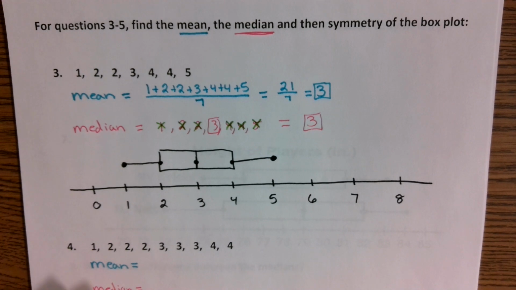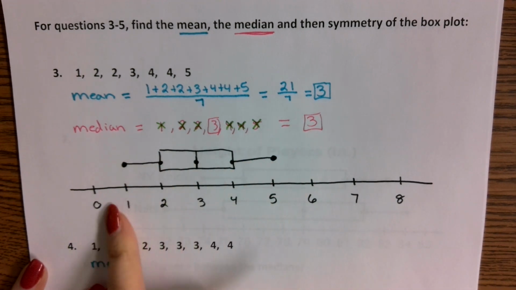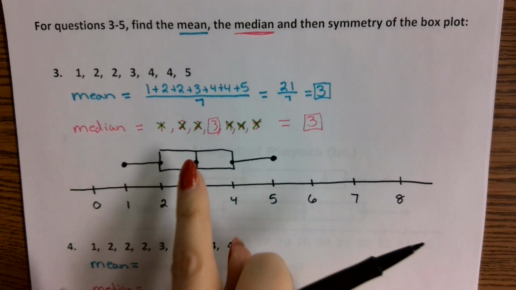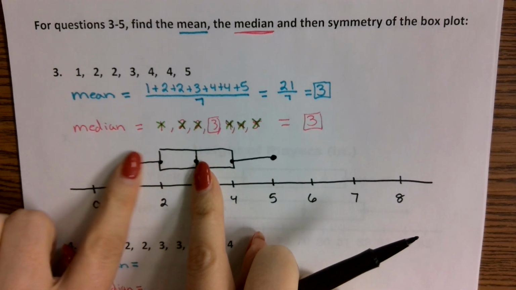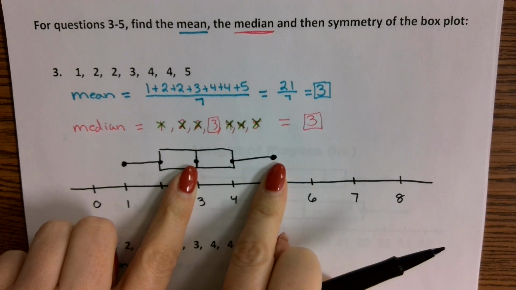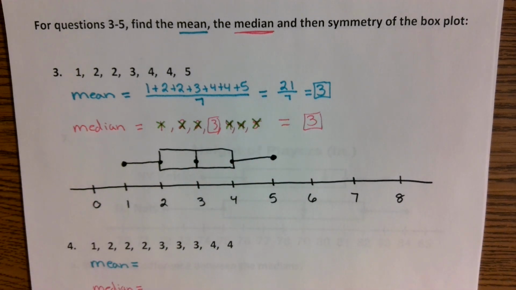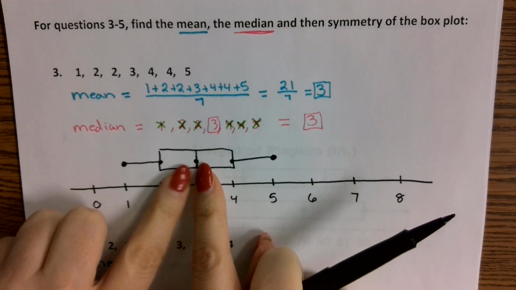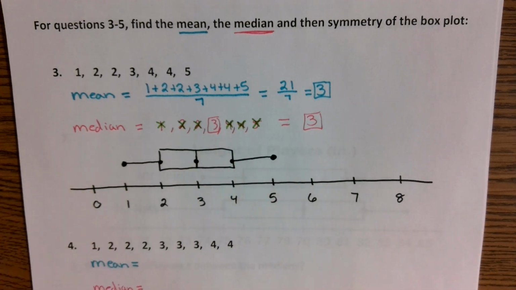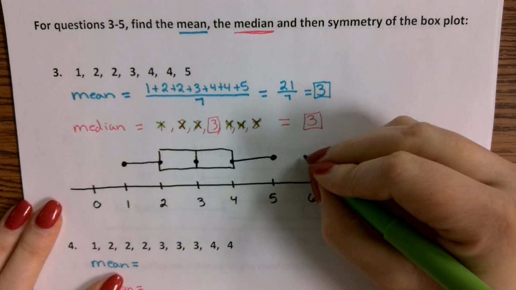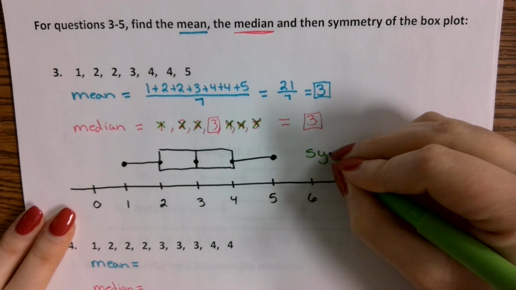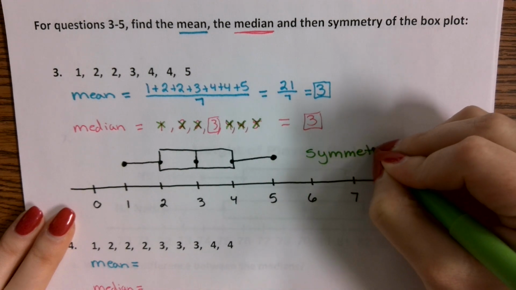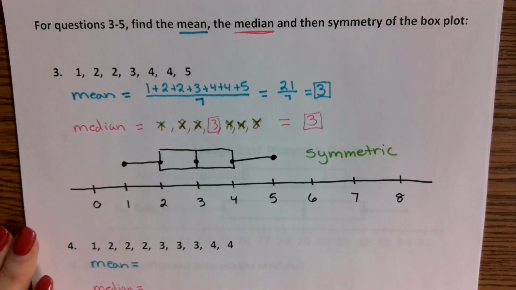So now, based off of what I have drawn here, is this symmetric? Meaning, do you have an equal distribution on the lower half as you do on the upper half? Yes, right? It's a mirror image. Your lower half and your upper half are identical in their size. So we would say that this is symmetric data.